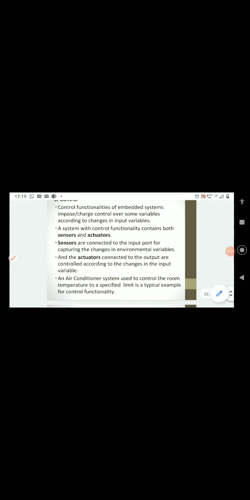So you can see here sensors are connected to the input port for capturing environmental changes, and the actuators connected to the output are controlled according to the changes in the input variable. If sensors find any input changes, those changes are recognized by the embedded system, and that embedded system will provide signals to the actuator to control the output. So for that we need actuators here.